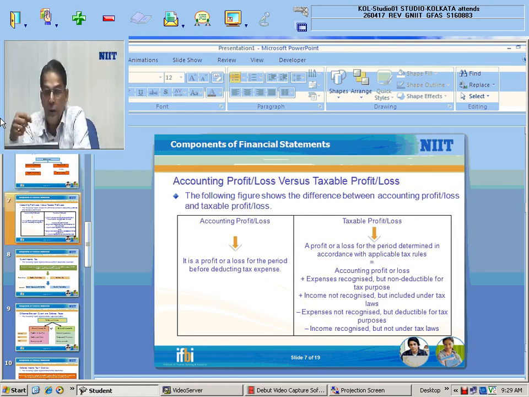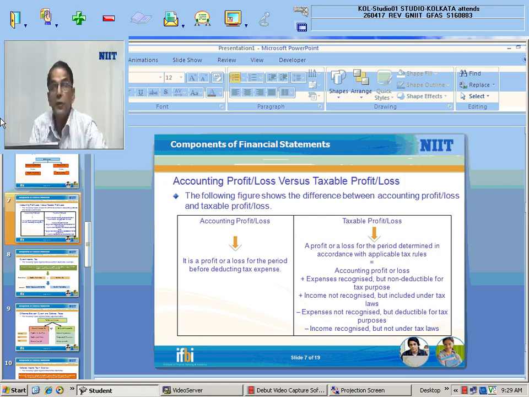So we show basically with this diagram on your screen the difference between the accounting profit loss and taxable profit loss. So accounting profit or loss is the profit or loss for the period before deducting tax expense. That is 450,000 for each of these 4 years. Taxable profit or loss is the profit or loss for that period determined in accordance with applicable tax rules. So it is nothing but accounting profit or loss plus expense recognized but non-deductible for tax purpose.